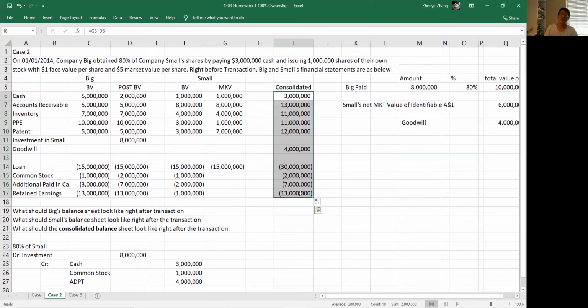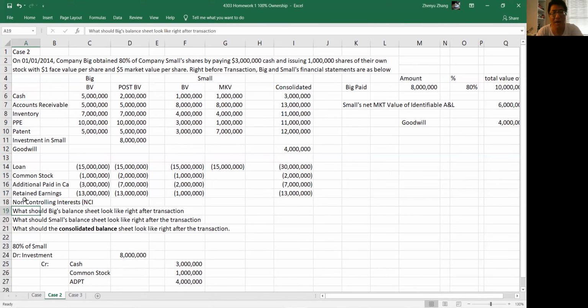belong to other people. They are not controlling, they only have 20%. They are sitting there passively. They are not controlling. So we call them non-controlling interests. You can call them NCI if you want. My point is we cannot ignore those people.